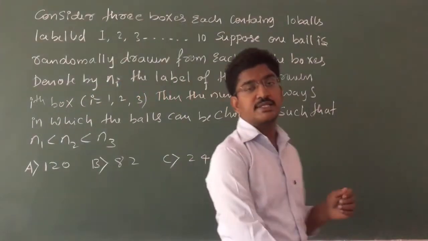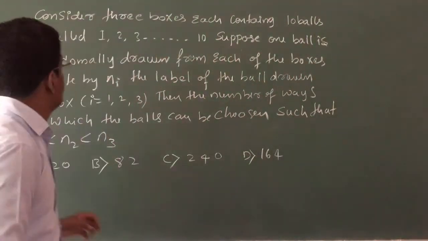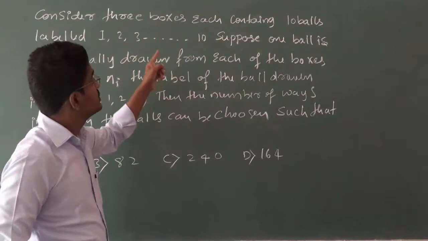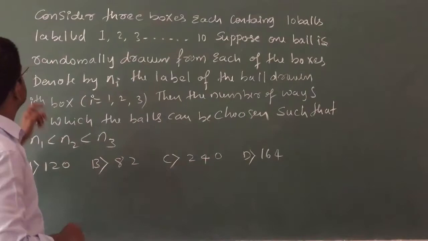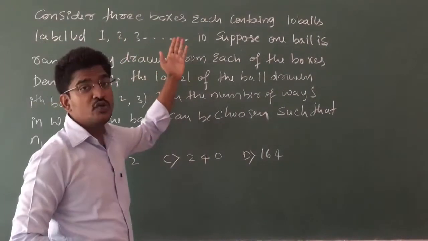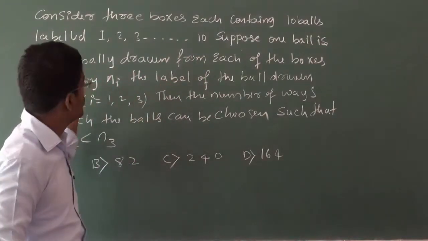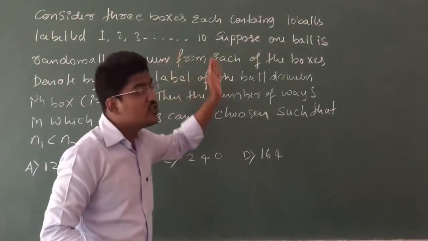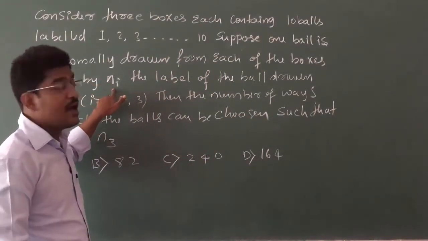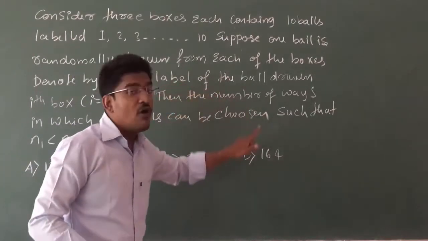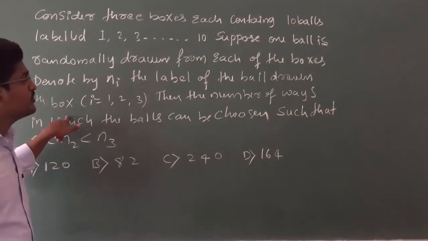Okay, students. So next, let us move to the next question from permutation and combination. Consider 3 boxes, each containing 10 balls, labeled 1, 2, 3, so on to 10. Suppose one ball is randomly drawn from each of the boxes, and Ni denotes the label of the ball drawn from the ith box.